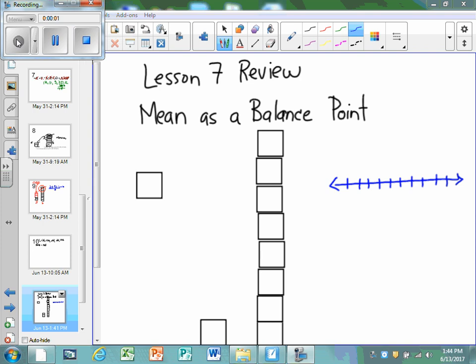Taking a look at this, we're starting to review lesson 7, what we learned yesterday, the mean as a balance point. One of the things they're asking us to do is deal with 2 data pieces of information. What pieces of information have they given us? That there's a penny at what point?